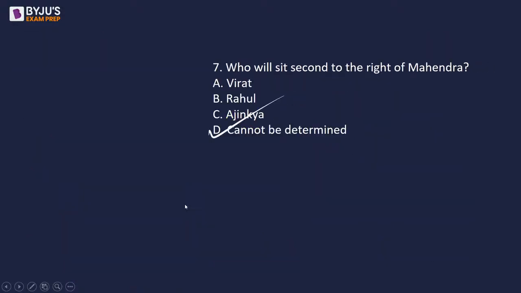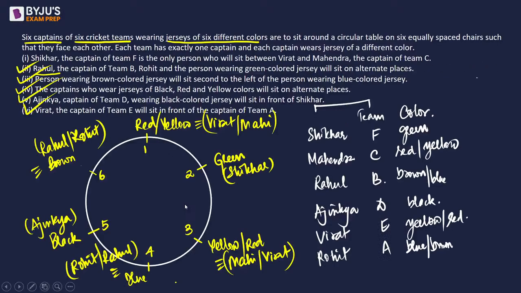Let's look at the question once again. Who will sit in front of Rohit? So in front of Rohit, we have this.